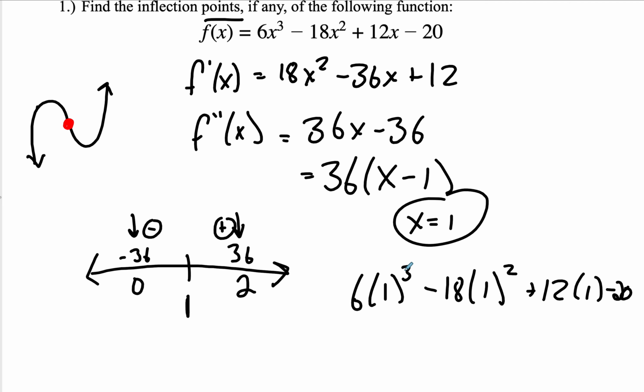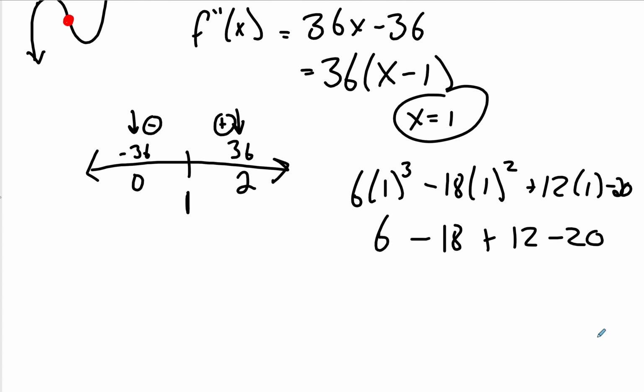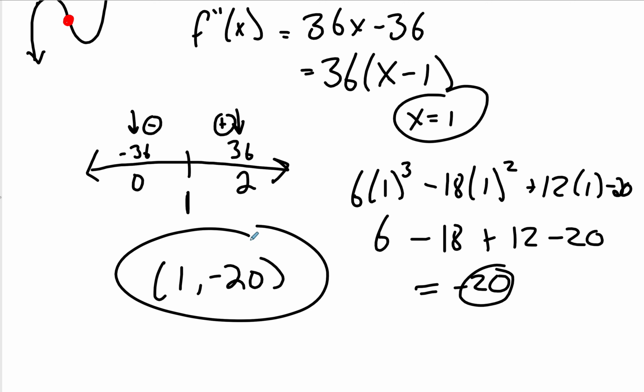So this would be 1 cubed is 1, times 6 is 6, 1 squared is 1, times 18 is 18, and 1 times 12 is 12, minus 20. So I have 6 minus 18, which is negative 12, negative 12 plus 12 is 0, and 0 minus 20 is negative 20. So my final point of inflection is (1, negative 20), because at (1, negative 20), we have a change from concave down to concave up.